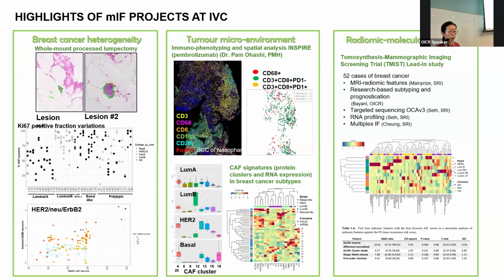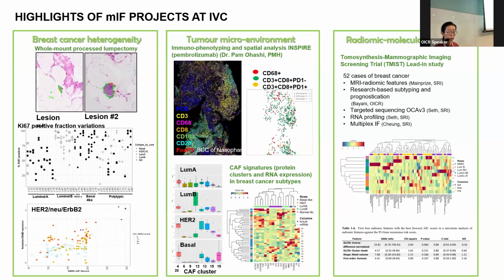In the middle is a panel of some examples where we use multiplexing to phenotype immune cells, and we try to find out where they are localized in the tumor. We also have looked at the cancer-associated fibroblasts. We found a group of these CAF clusters that seem to be more prevalent in various molecular subtypes of breast cancer.